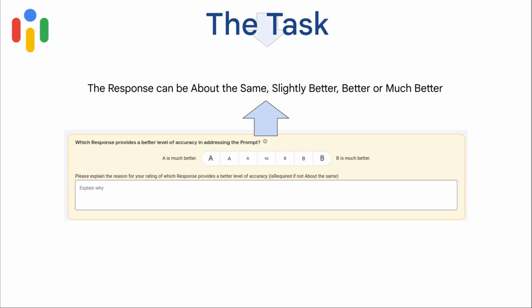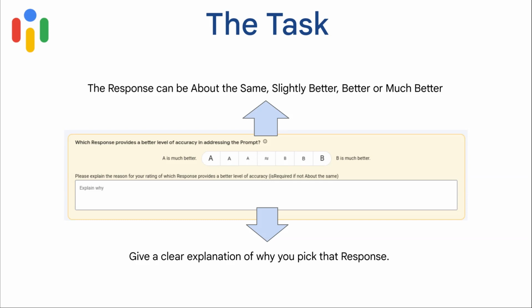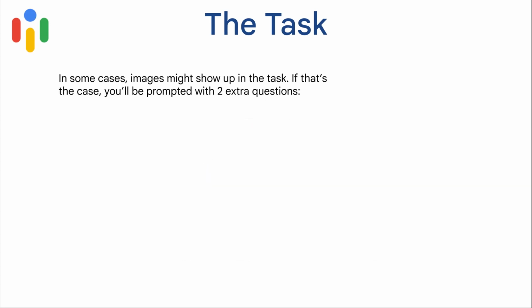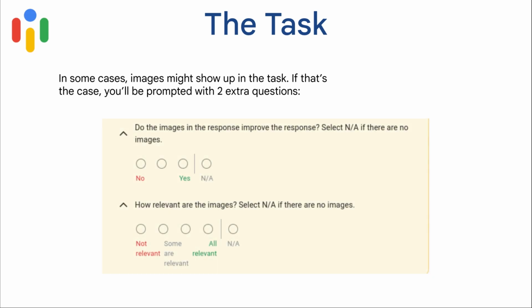Regarding the explanation, if there are any sources or links that you can provide to the auditor to prove your point, this is the place to paste those links. One more thing. In some cases, images might show up in the task. If that's the case, you'll be prompted with two extra questions. Do the images in the response improve the response? And how relevant are the images?